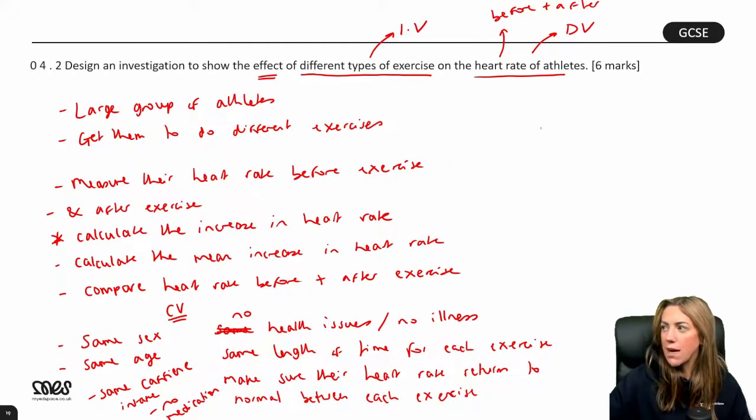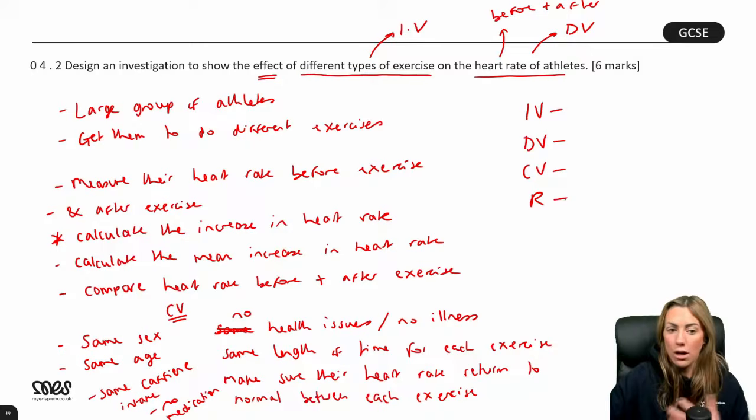So I always teach my students, think about the IV, the DV, the CV, and repeats, okay? What are you going to change and how? What are you going to measure and how? What are you going to control and why? Think about repeats or a large sample size in this case, and then we'll get 6 marks.